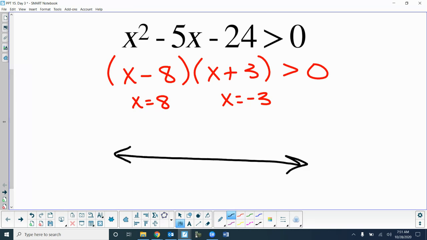So I'm graphing it. 8 is up here, negative 3 is down here. Will I have circles or dots at those points? Dots.